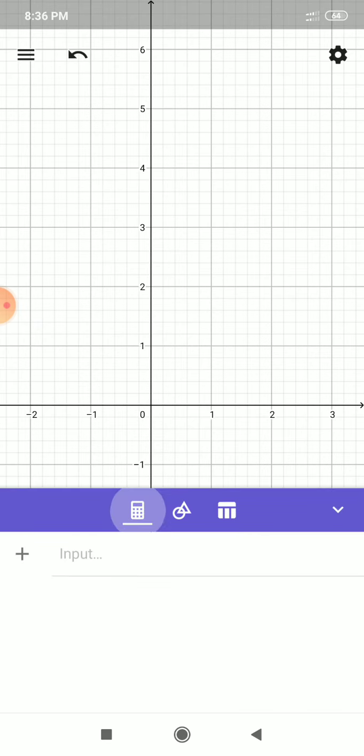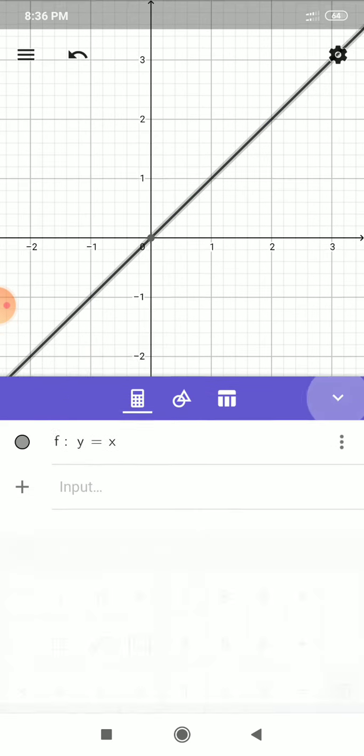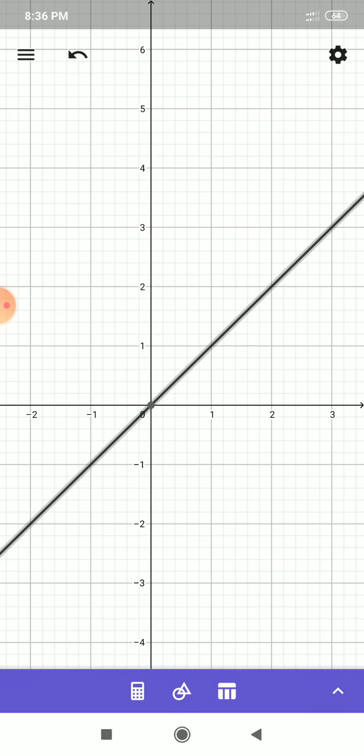To identify the graph, I will plot it here. y is equal to x. That is how the function is defined. Okay, so this is the graph of the function y is equal to x. That means this is the graph of the identity function. And you can see the black line represents the identity function y is equal to x.